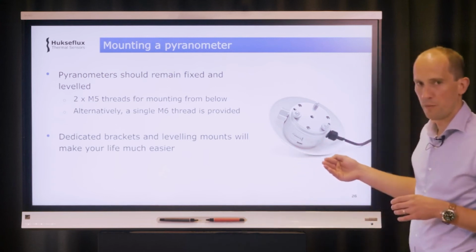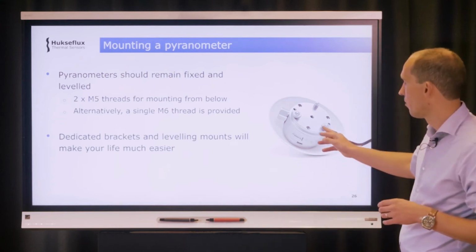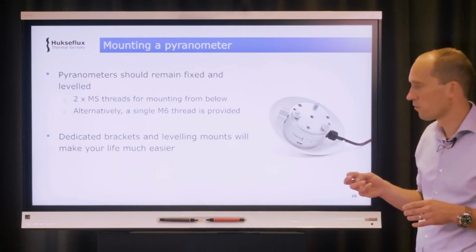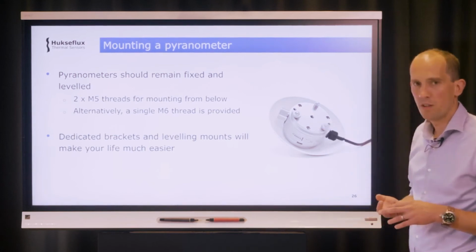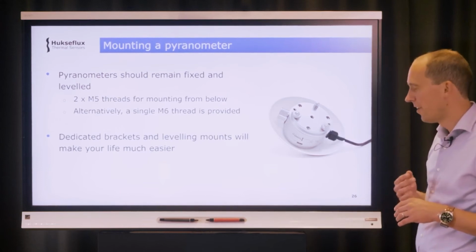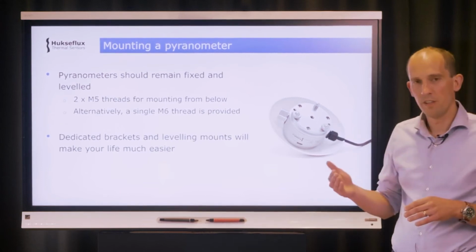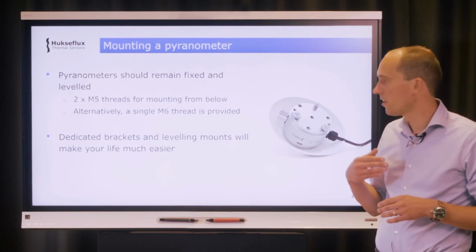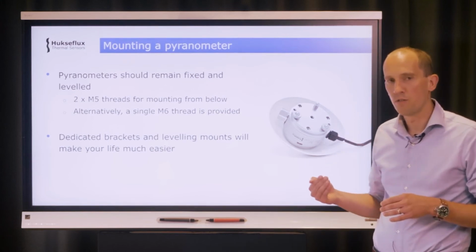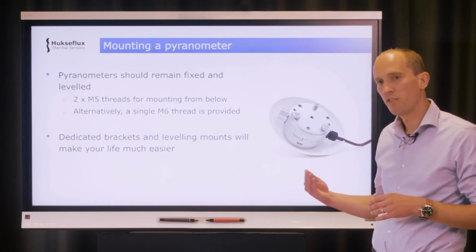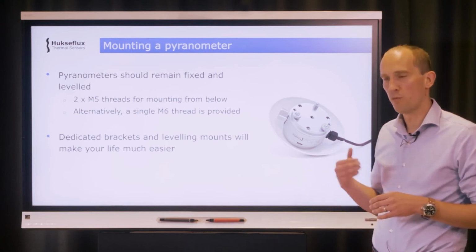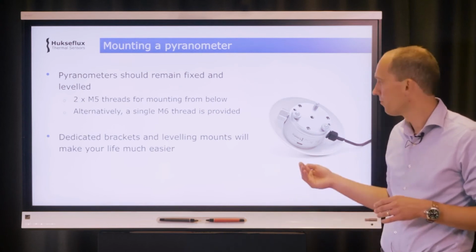Now if you turn the pyranometer upside down, there are two M5 threads for mounting this instrument from below, or there is a single M6 thread provided in the center. But recently many instruments now come with dedicated brackets and leveling mounts, which will make the mounting and the installation itself much easier, but also provide a much more fixed long-term solution.